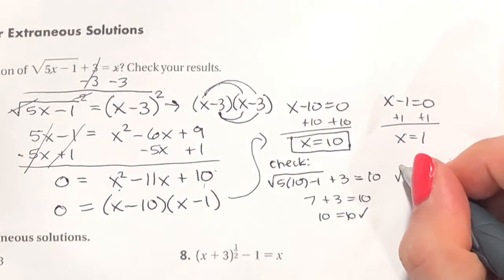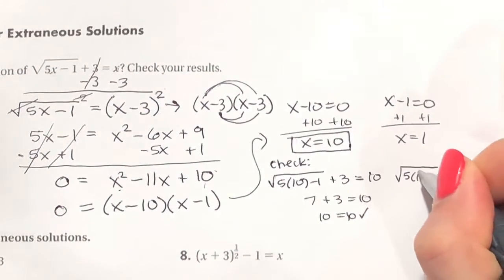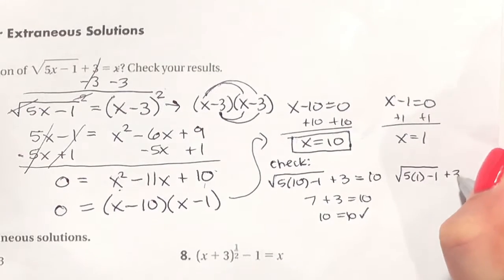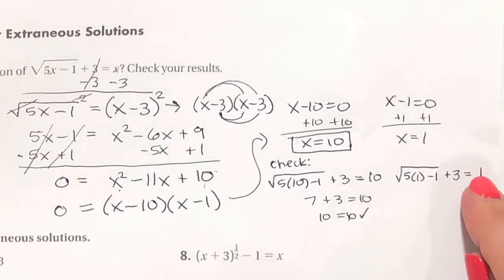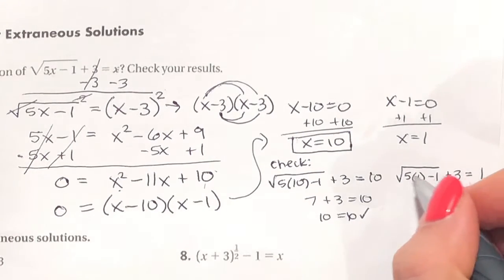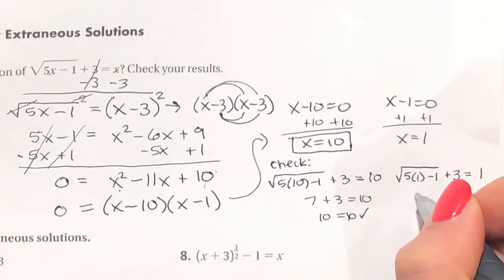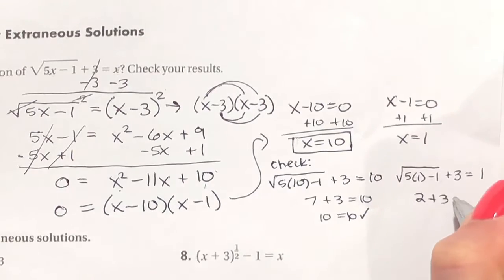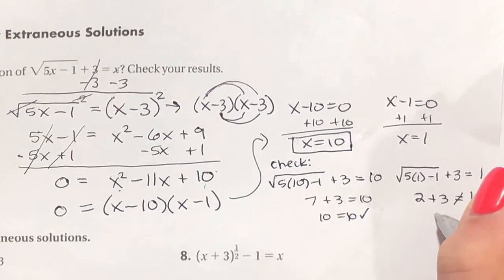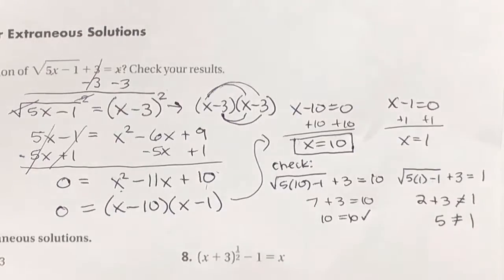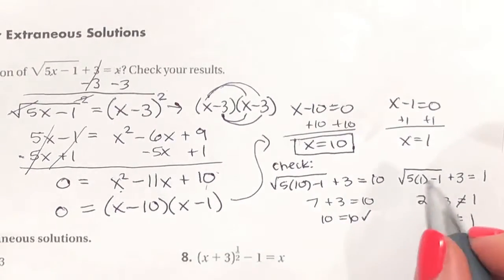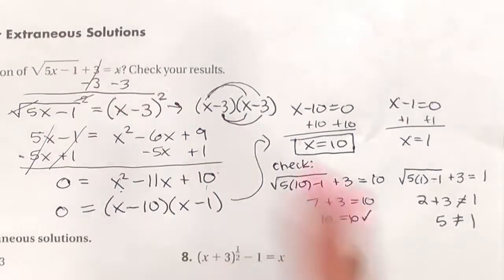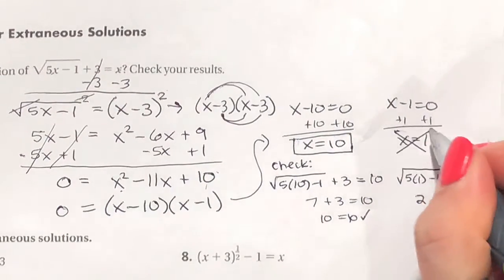If I plug 1 in, I get 5 times 1 minus 1 plus 3 has to equal x again, which is another 1. So we plugged 1 in to both spots here. So 5 times 1 is 5. 5 subtract 1 is 4. The square root of 4 is 2. 2 plus 3 does not equal 1. This is saying 5 equals 1. That's not a true statement. That's an extraneous solution. When I plug 1 in, it doesn't actually work to solve my initial equation. So that's where we throw that answer out.